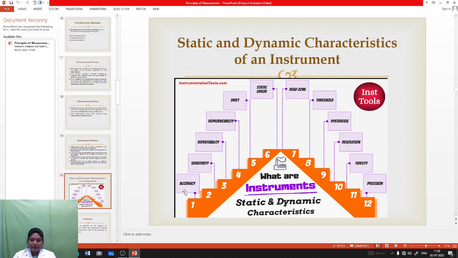First is accuracy. Accuracy is the degree of closeness with which the instrument reading approaches the actual value of the quantity. And the next characteristic is sensitivity. Sensitivity denotes the smallest change in the measured variable to which the instrument responds. It is defined as the ratio of the change in the output of the instrument to the change in the value of the quantity to be measured. That is called the sensitivity of the instrument.